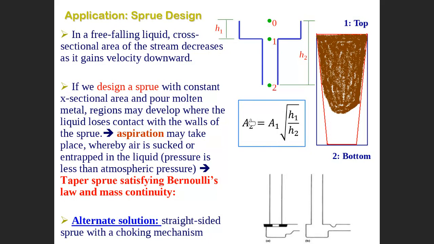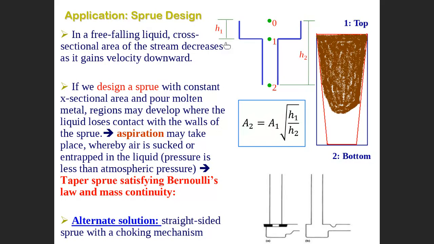When you look at A1, this is the area here. A1 is the area at 1, A2 is the area at 2, right? Multiplied by H1 and H2. What is the relation between H1 and H2? H1 is here, H2 is here. Are H1 and H2 equal? No, not equal. So it's clear that H1 is smaller than H2. Then A1 and A2 are not equal.